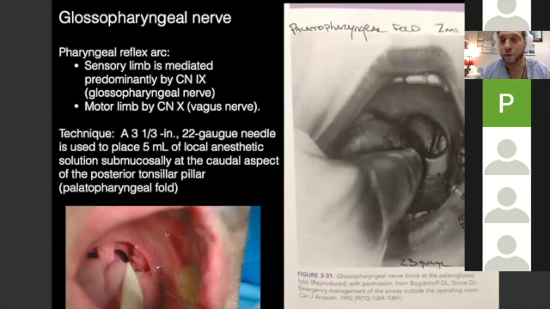Let's talk about glossopharyngeal. The sensory limb is mediated through the ninth glossopharyngeal nerve and the motor limb through the 10th, the vagus nerve. For the technique, you take a long needle. See, they're pushing the tongue out of the way with a tongue depressor, or you can grab the tongue with a piece of gauze. You see the palatoglossal arch, right? The arch from the glossus, the tongue, to the palate. At the base of that is a good spot to put 3-4 mLs, they say 5 here, of local anesthetic, whatever local anesthetic, 1%, 0.5%, 2% lidocaine.